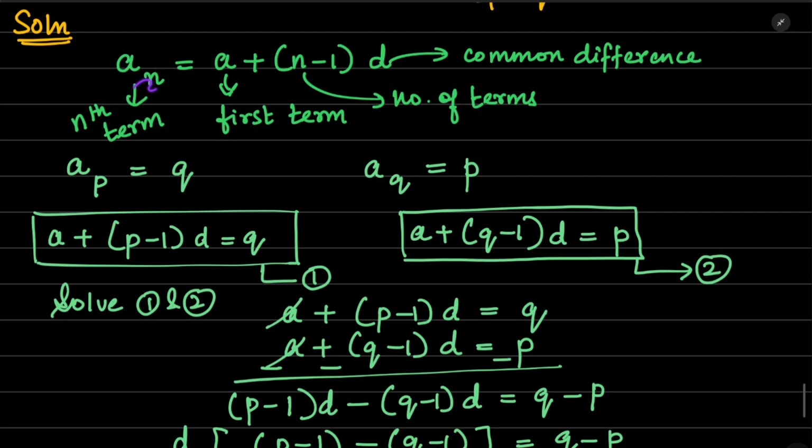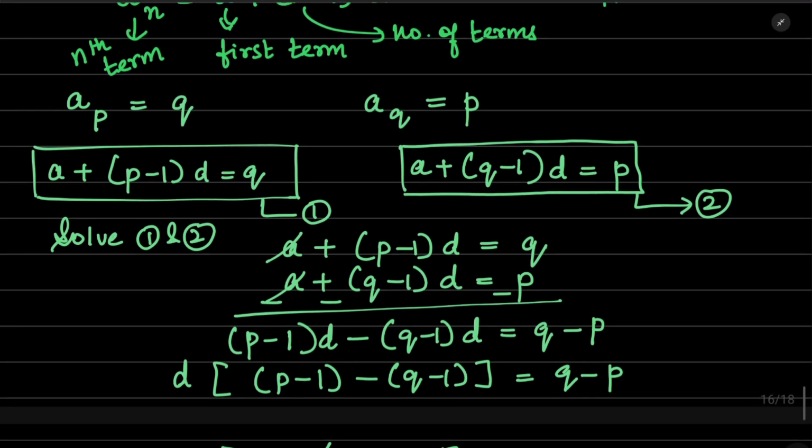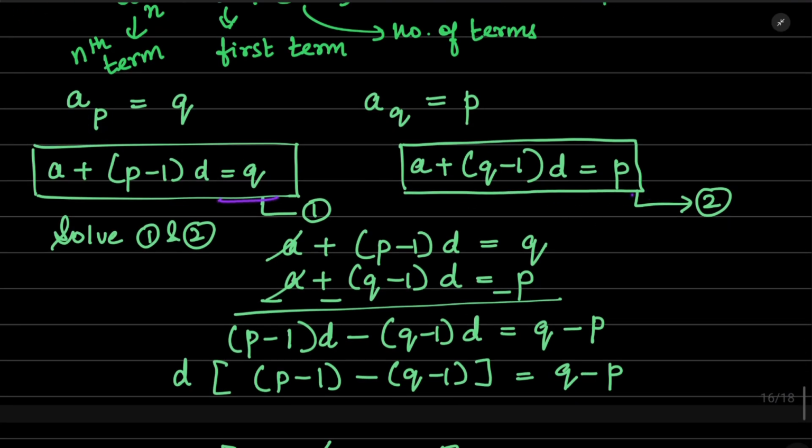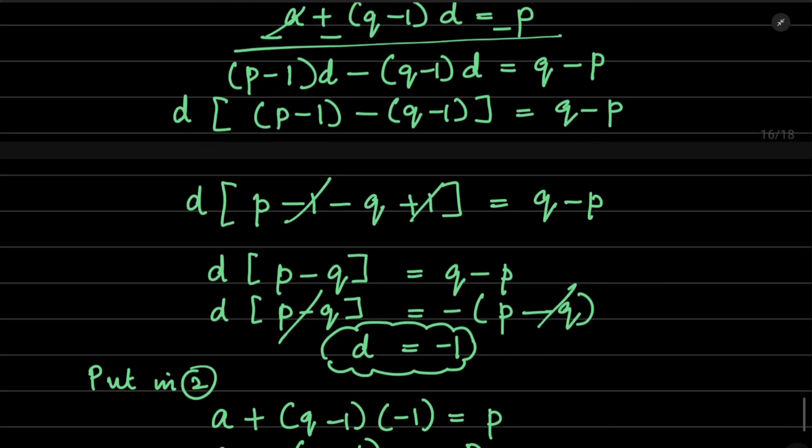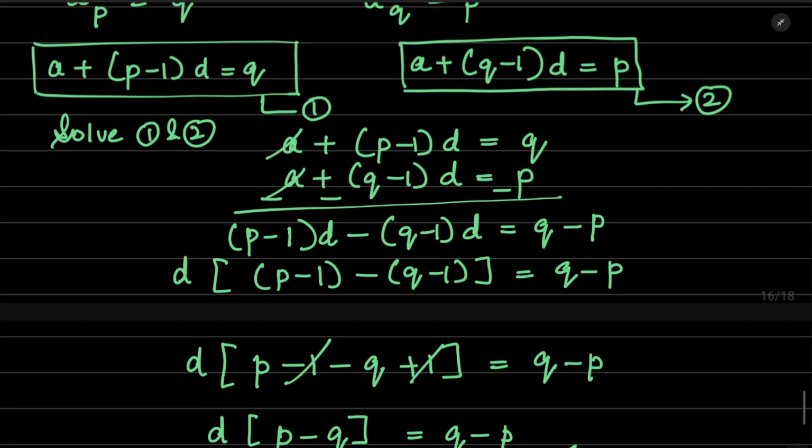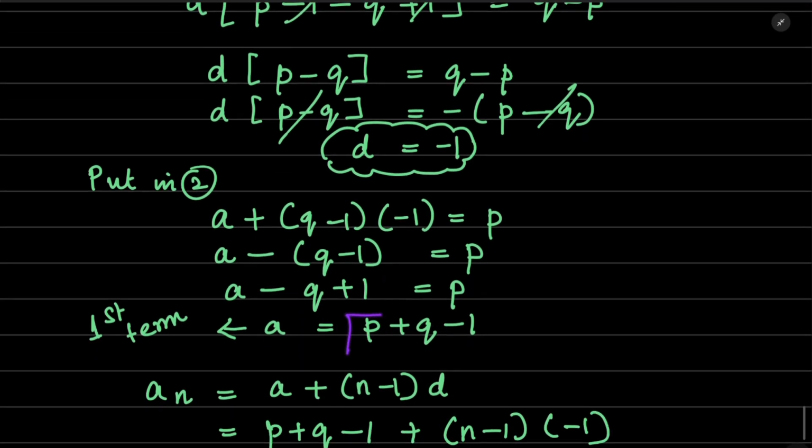Okay, so it's a plus n. Nth term means n minus 1 into d. If it's pth term, it's p minus 1 into d. If it's qth term, q minus 1 into d. Now mark this as equation 1 and 2. Solve it, just subtract it. A and a will get cancelled. All the remaining terms, just expand it and write, open the brackets. When you are doing it carefully, you will get d equal to minus 1. Substitute it in any one of the equations, either 1 or 2, d as minus 1. So you will get a value for your a. So here we are getting a equal to p plus q minus 1.